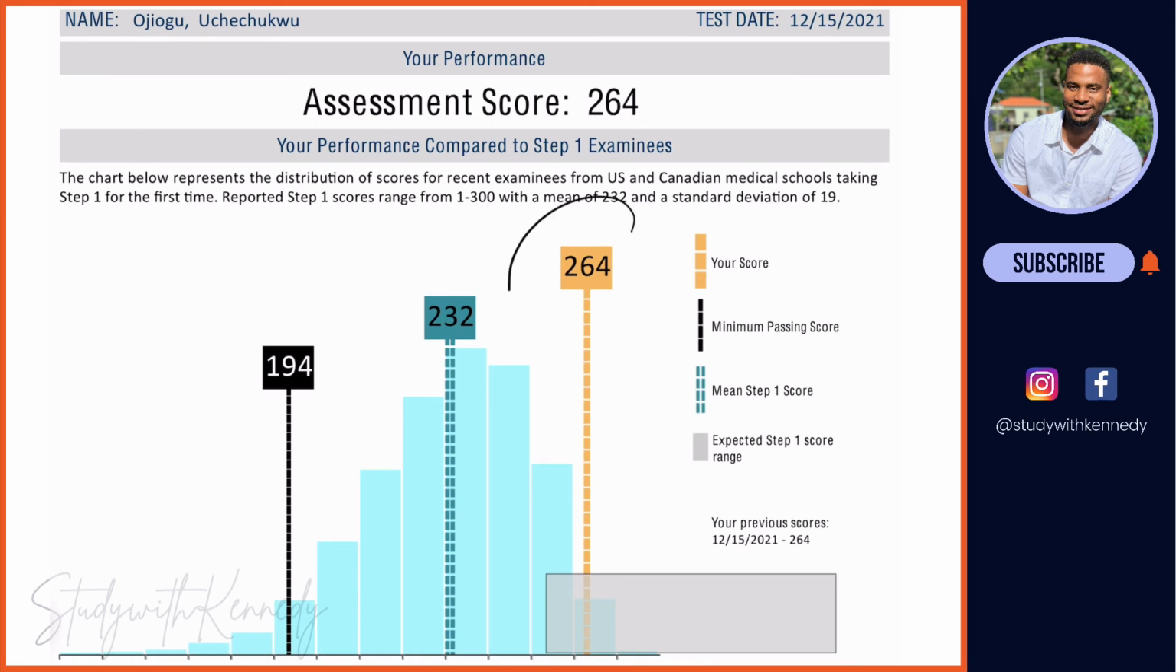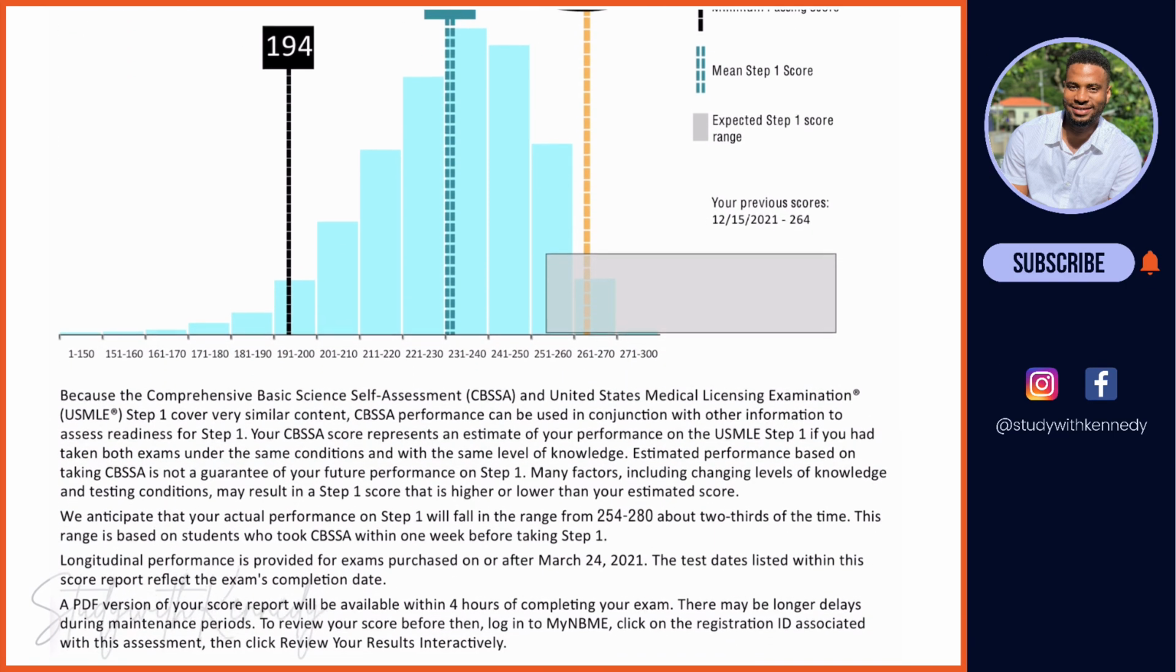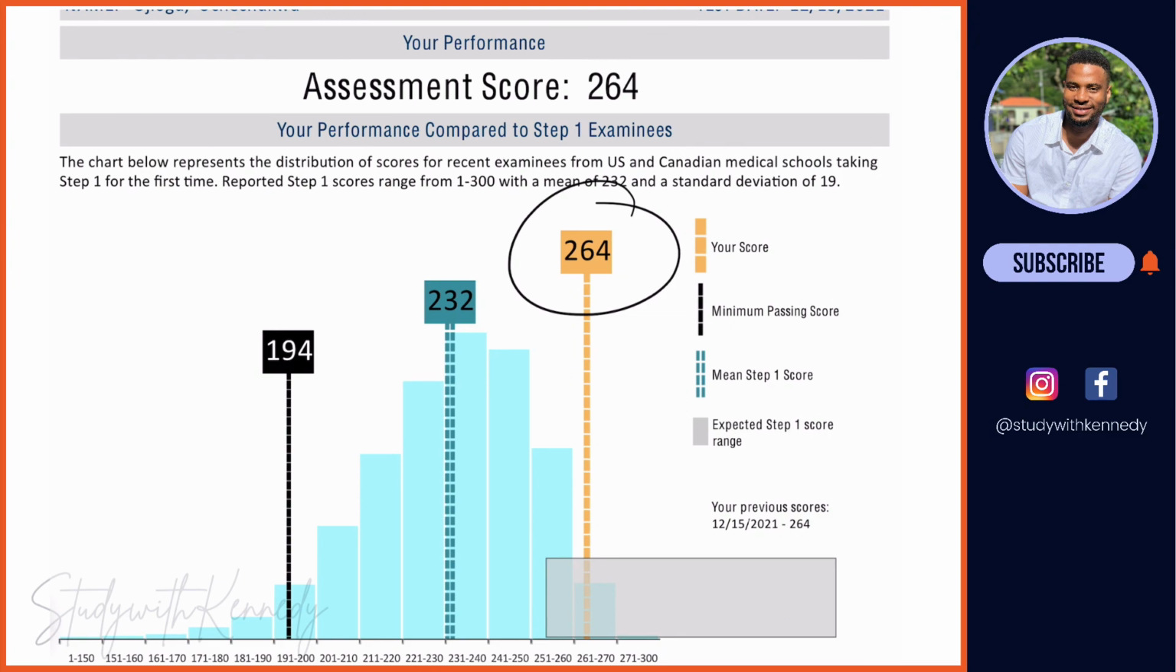This will be a good score. If a student scores a 264, I would say, well, you've done very well. You should probably go and write your exam already, although now you're not going to score 264 except on Step 2 CK.